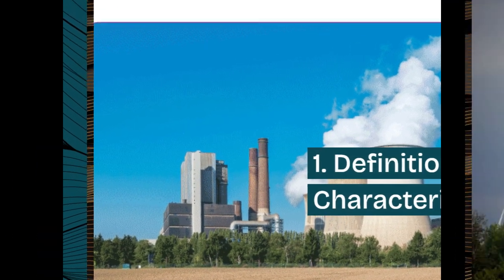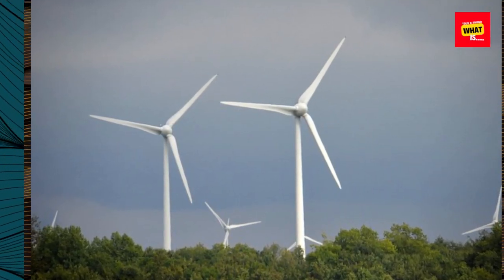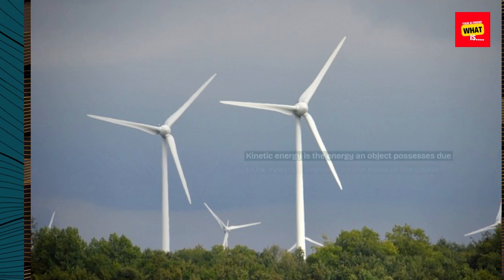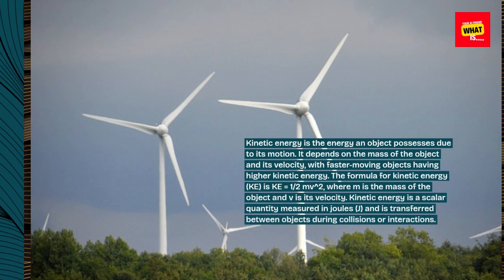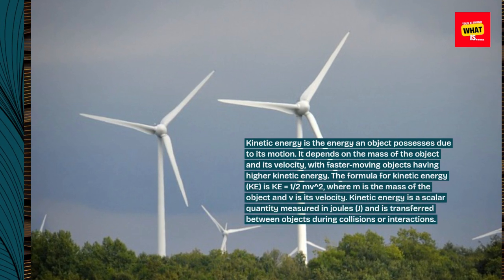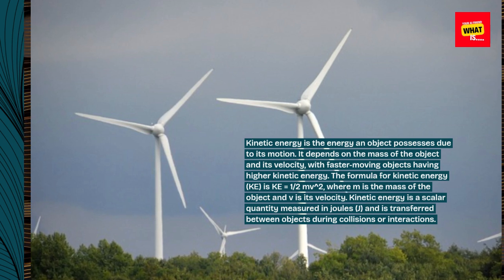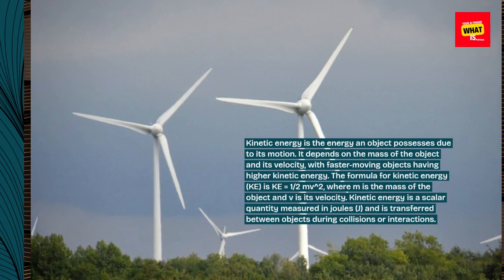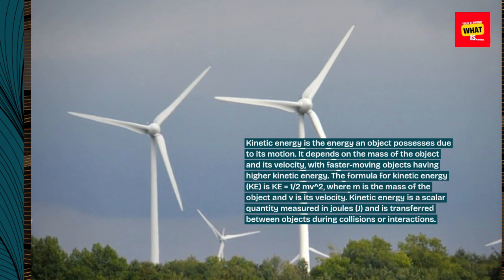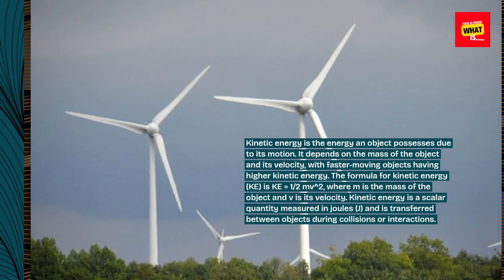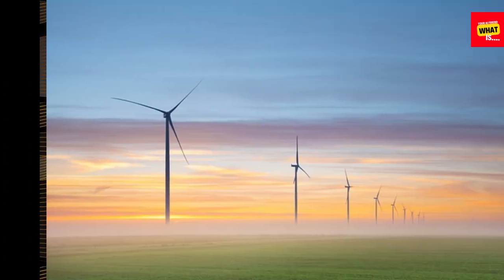1. Definition and characteristics. Kinetic energy is the energy an object possesses due to its motion. It depends on the mass of the object and its velocity, with faster-moving objects having higher kinetic energy. The formula for kinetic energy, K, is K equals 1/2 mv squared, where m is the mass of the object and v is its velocity. Kinetic energy is a scalar quantity measured in joules, J, and is transferred between objects during collisions or interactions.